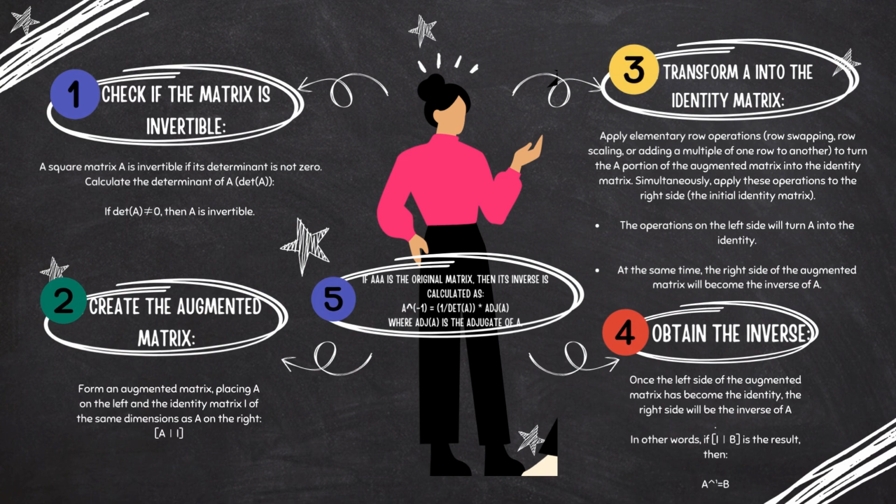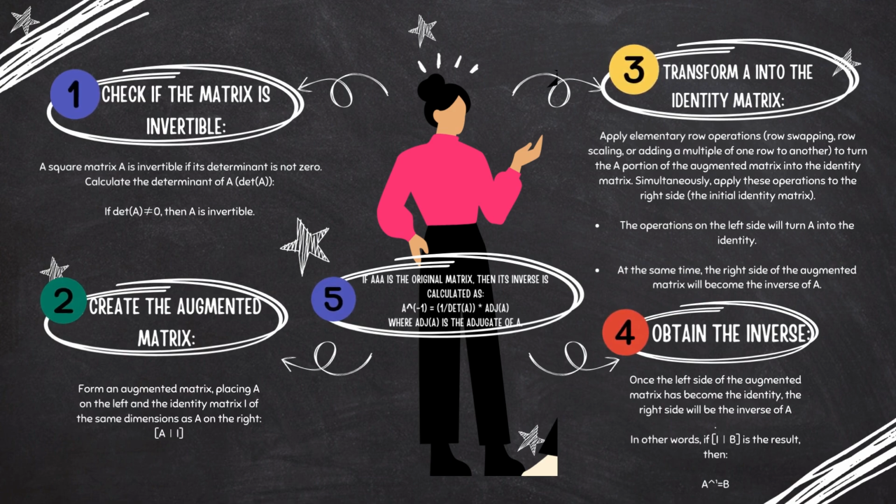Third step. Apply elementary row operations, row swapping, row scaling, or adding a multiple of one row to another, to turn the A portion of the augmented matrix into the identity matrix. Simultaneously apply the operations to the right side, the identity matrix. The operations on the left side will turn it into the identity. At the same time, the right side of the augmented matrix will become the inverse of A.